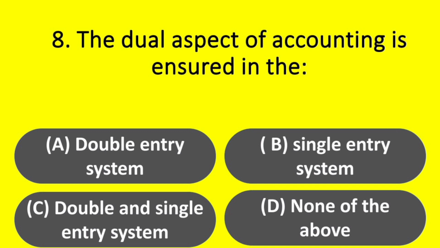Question. The dual aspect of accounting is ensured in the: option A, Double entry system; option B, Single entry system; option C, Double and single entry system; option D, None of the above. Answer: option A, Double entry system.